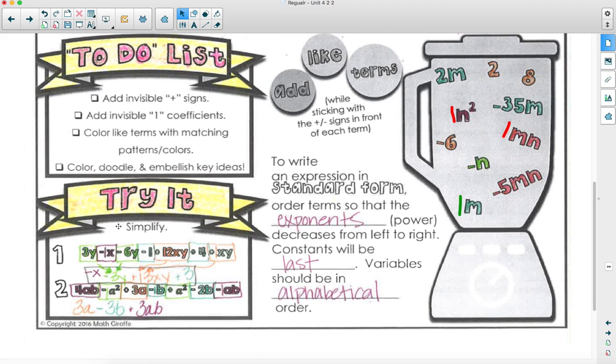So you could see in my try it section, okay, down here I had a 3y, so I colored it green. I also put a box around it. I like using boxes instead of coloring. It's just a little bit faster, so that's why I like it.